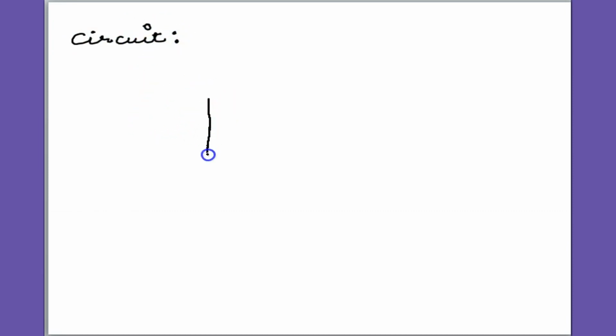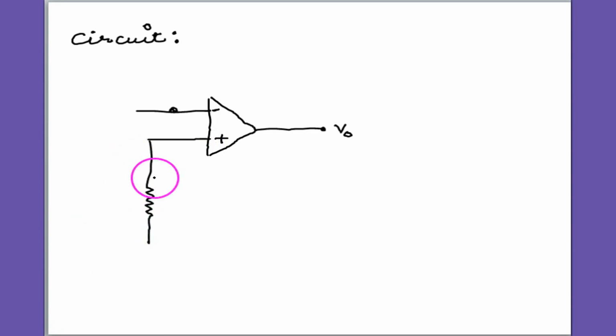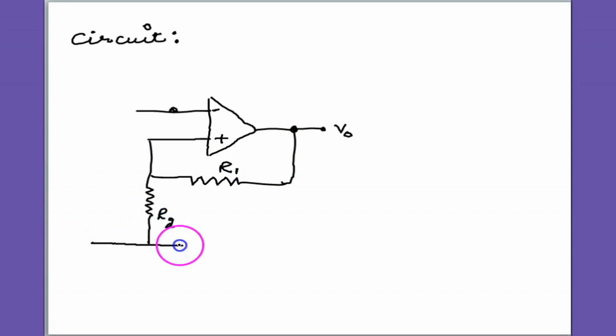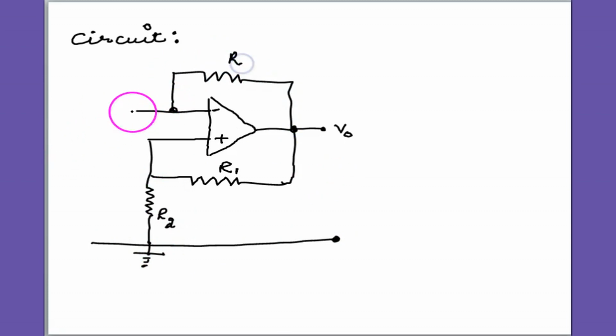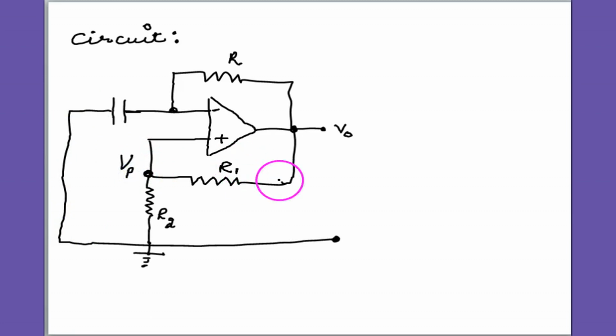Here we have an op amplifier with minus and plus terminals and an output voltage. Negative means inverting and positive means non-inverting. To the non-inverting terminal there are two resistors, R1 and R2, with the output connected to them, and then the ground terminal. Now there is a feedback resistor R, and here is a capacitor whose other end is grounded. Here the value is Vp. And what is the value of Vp?